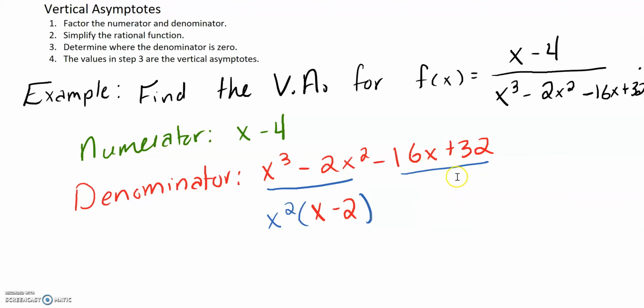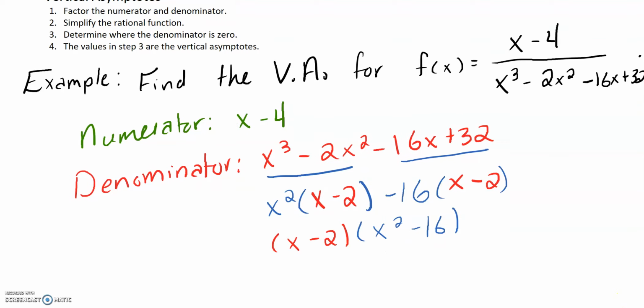Now, I have to figure out what to pull out of negative 16x plus 32 to get me an x minus 2 in parentheses. So if I pull out a negative 16, that should get me something. So negative 16, let's see what it leaves me inside. Negative 16x divided by negative 16 is just x. 32 divided by negative 16 is negative 2. Now, from here, notice both terms have the x minus 2. So I'll factor that out, and that just leaves x squared minus 16 in parentheses.